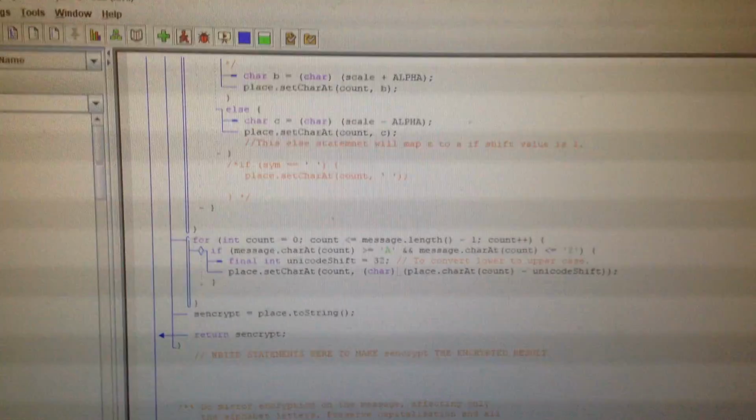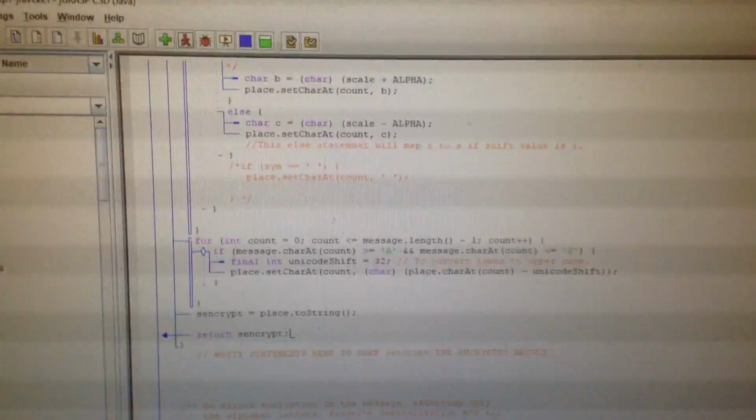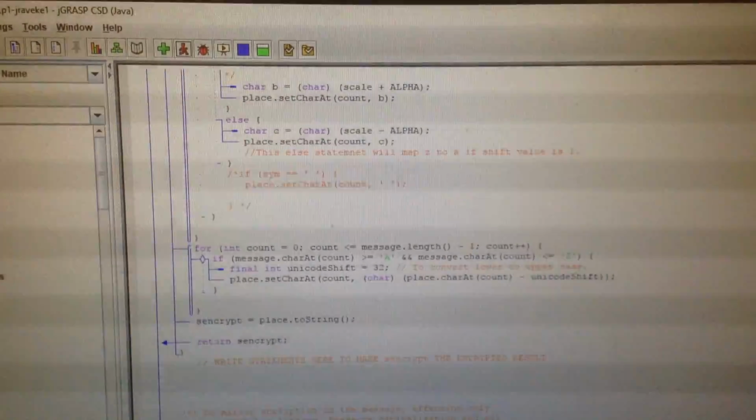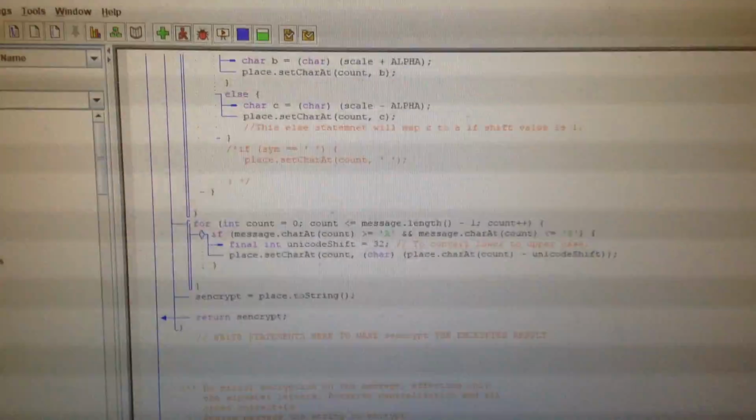Then this at the end is just converting basically everything to uppercase that needs to be. So capital letters stay capital even after you convert them.